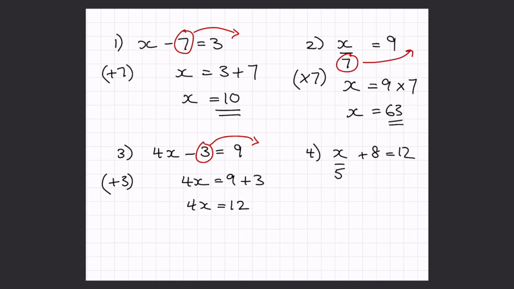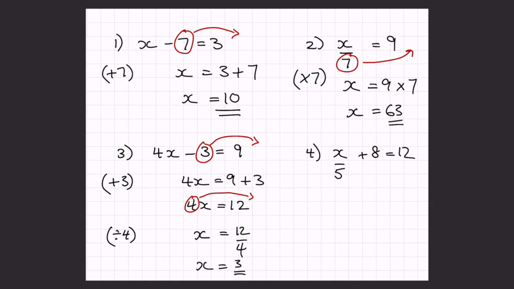I now need to get the 4 from the left-hand side over to the right-hand side of the equation. I'm multiplying by 4, so in order to move the 4 from the left-hand side over to the right-hand side, I have to divide by 4. So x is equal to 12 over 4. 12 divided by 4, x is equal to 3.